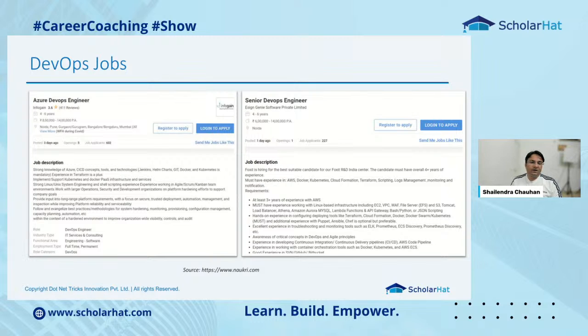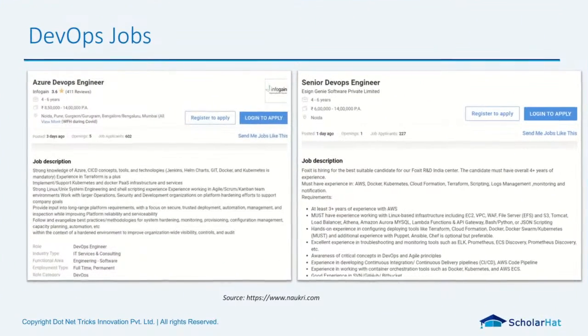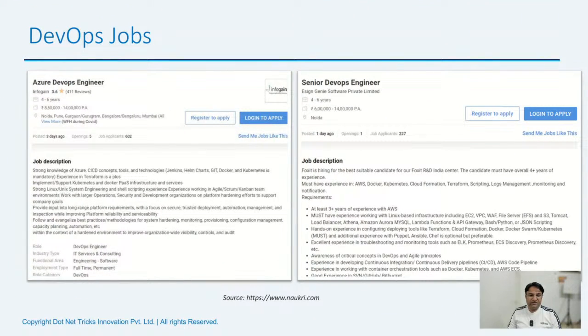So what are the JDs we actually have for the DevOps engineer? If we're looking at the DevOps engineer JD, let me make it full screen. Just look at this picture. I'm adding here two JDs, which I took from Naukri.com, of course. One JD is about the Azure DevOps engineer. One is about the AWS DevOps engineer.